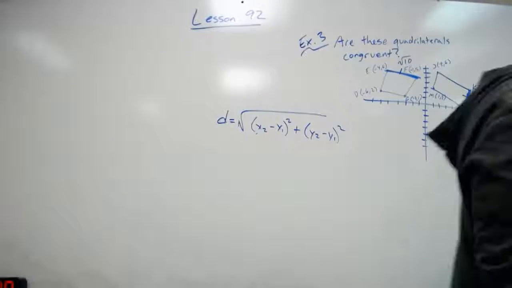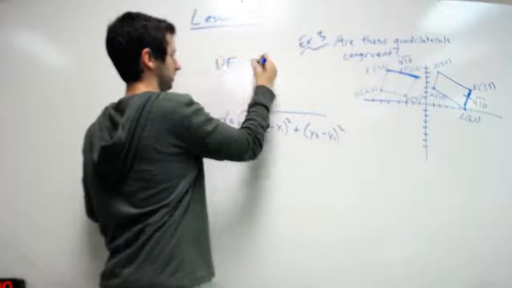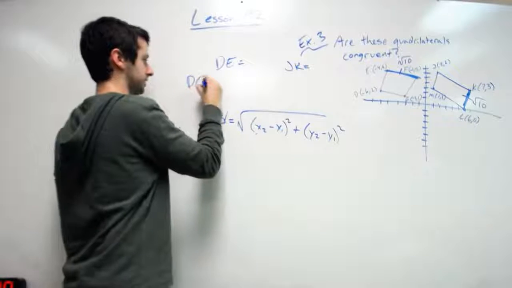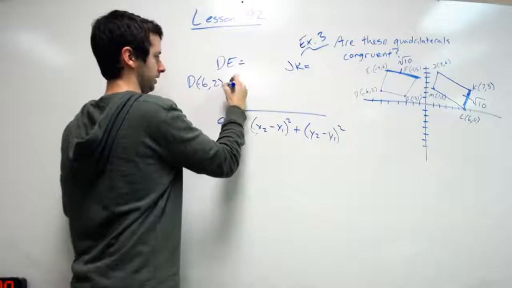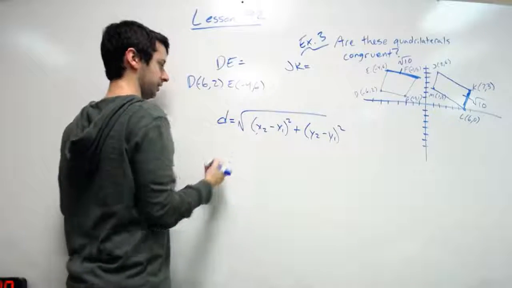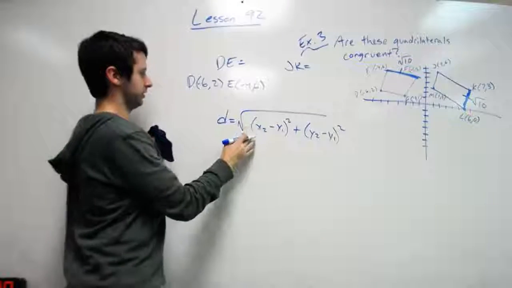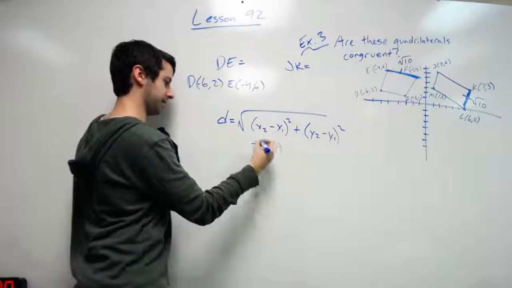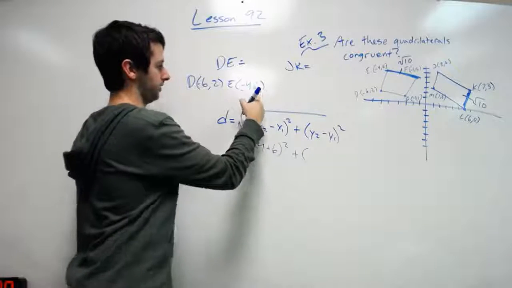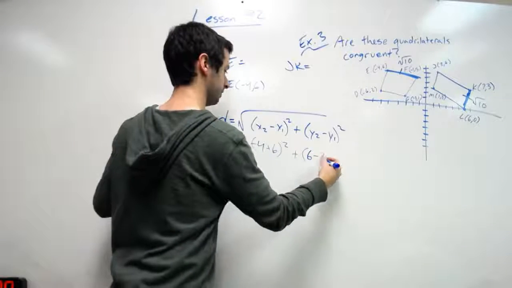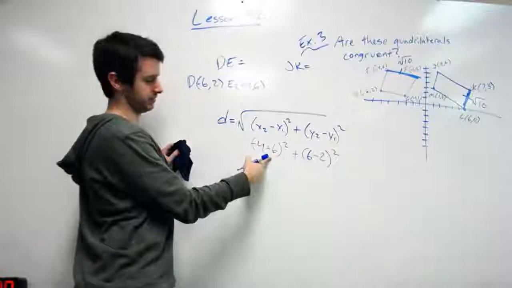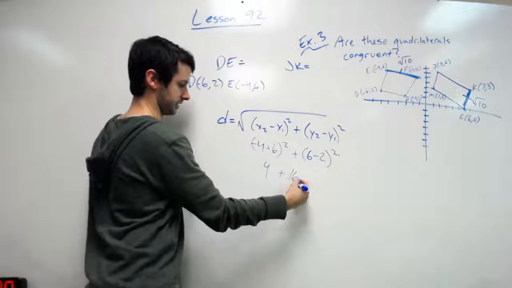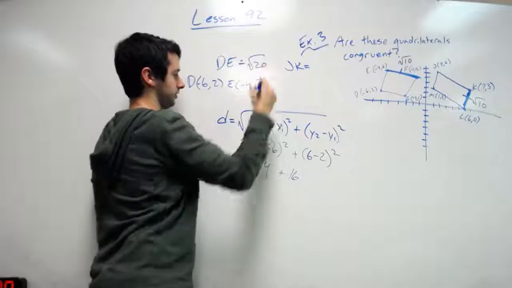Let's look at DE and JK. DE, all right, so D is negative 6, 2. E is negative 4, 6. Let's find the distance between these two coordinates. So x2 is negative 4, x1 negative 6, so double negative is a positive there. y2, 6, y1, 2. So negative 4 plus 6 is positive 2 squared, that's 4. 6 minus 2, 4 squared, that's 16. So this would be the square root of 20.